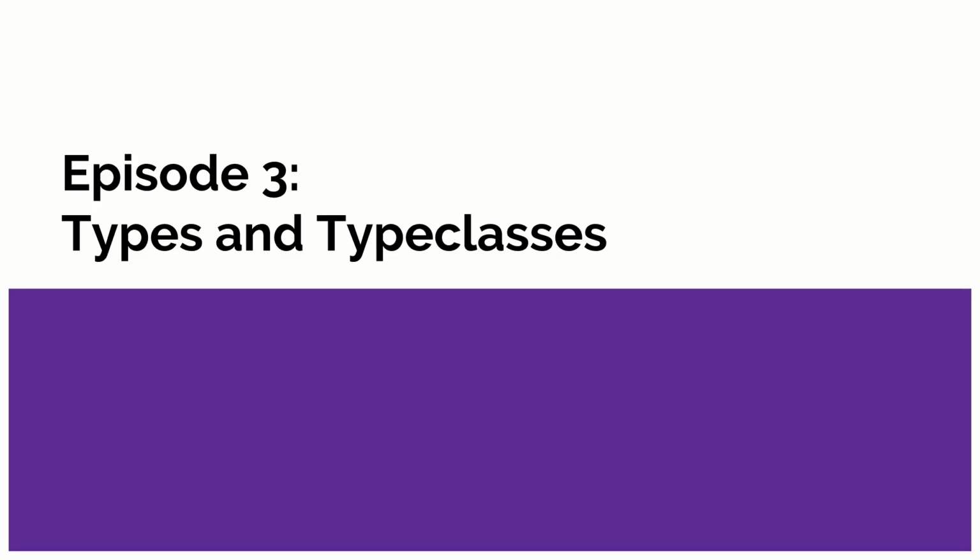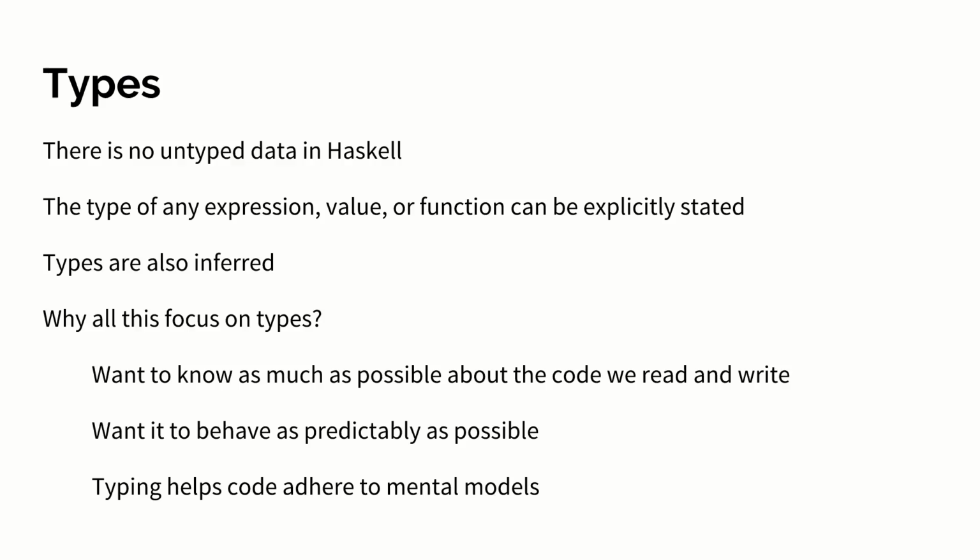Today we're going to be talking further about types and type classes. Types are a core feature of Haskell. As a matter of fact, the type of any expression, value, or function can be explicitly stated by the programmer within the code. However, the language also has a strong capability to infer the type of a variety of expressions that are written in code at compile time.